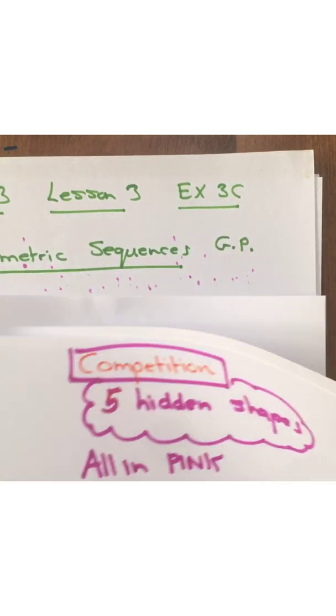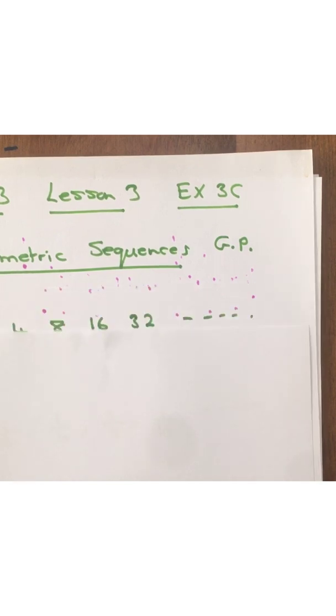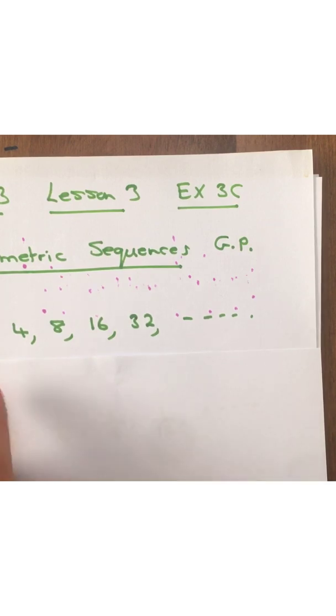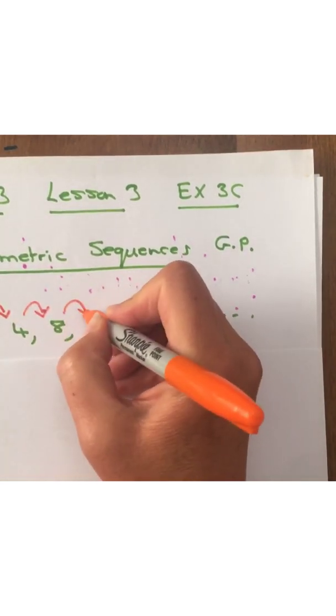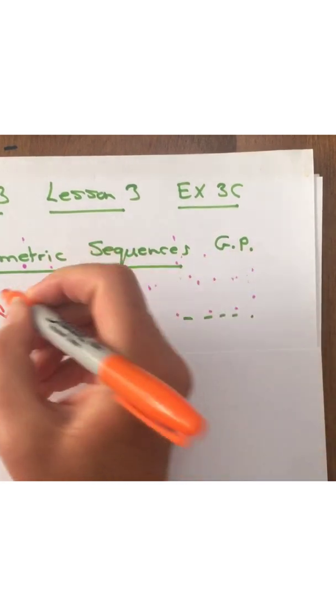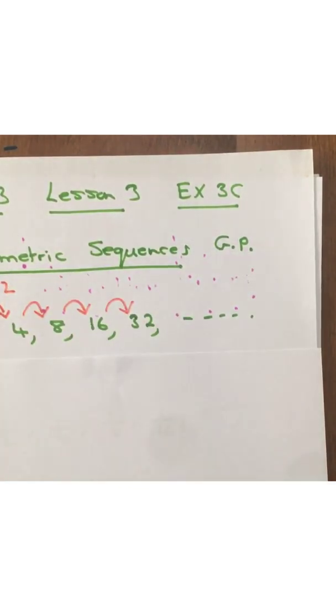Okay, so today we are doing geometric sequences, or GPs. Last lesson was arithmetic sequences, APs. So what is a geometric sequence? If we look at this sequence here, to get from one term to the next, I'm sure you can see what you're doing. You are multiplying by 2.